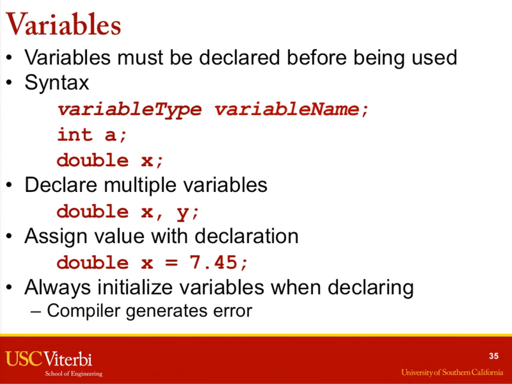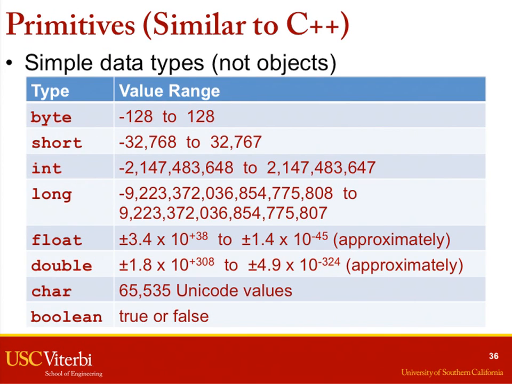Declaring multiple variables, you can do it on the same line with a comma, as long as they are the same type. Here, X and Y are both doubles. You can do it that way. You can also initialize them on the same line as well.